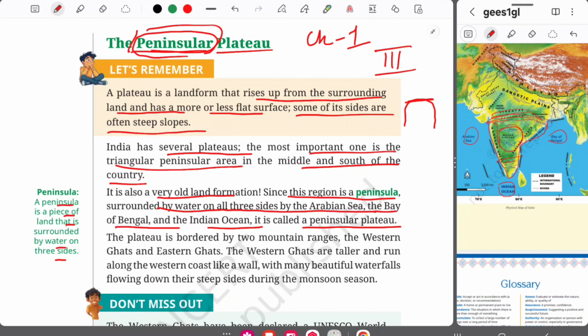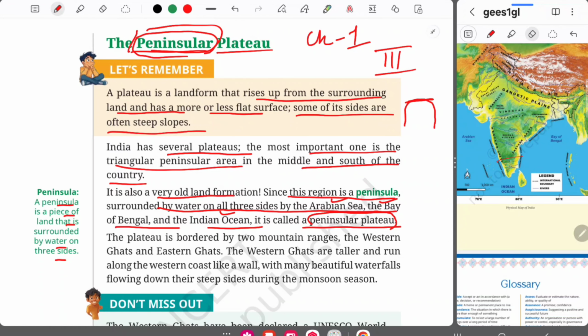And as we are learning about the peninsula, we are learning about this Peninsular Plateau, which has been surrounded by the Arabian Sea, Bay of Bengal and the Indian Ocean. And that is why it is known as what? Peninsular Plateau. I hope this is clear. If you have any doubts, you can ask me in the comment section. I'll try to rectify it.